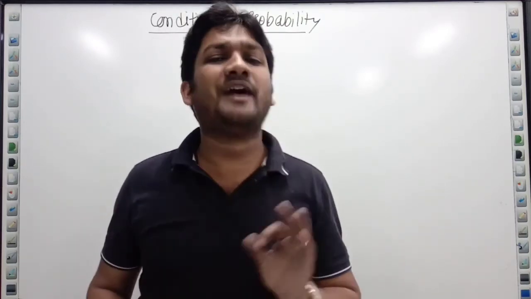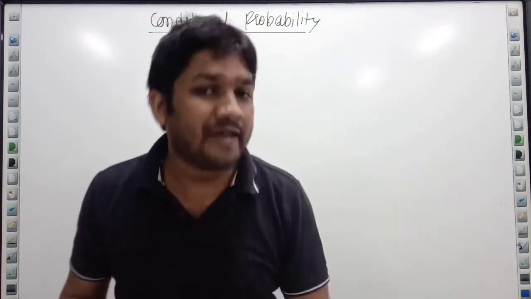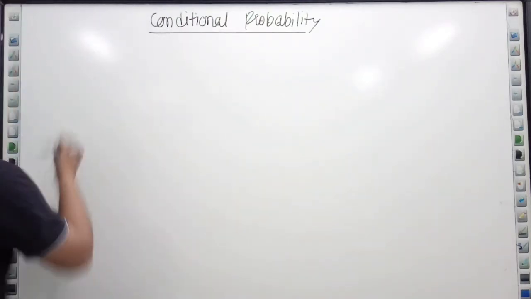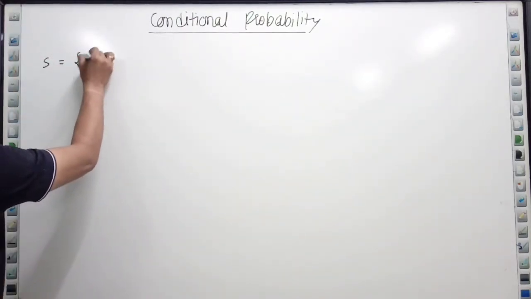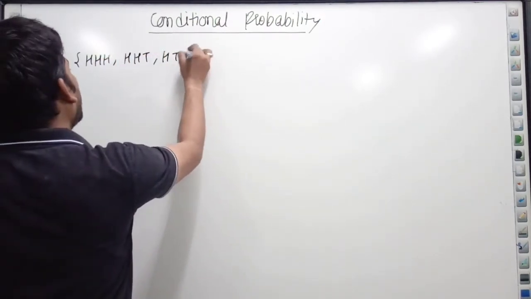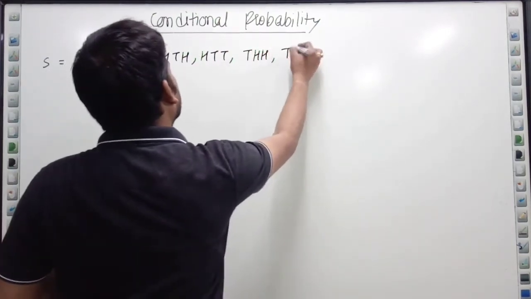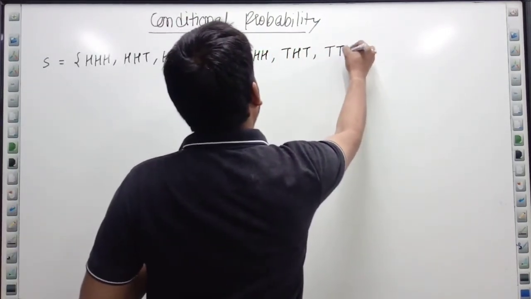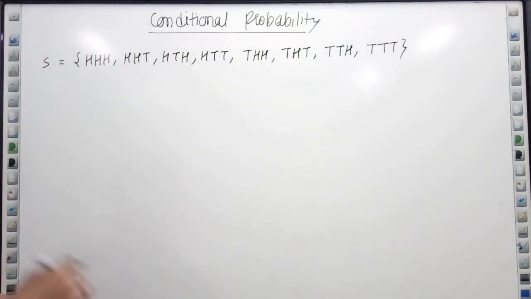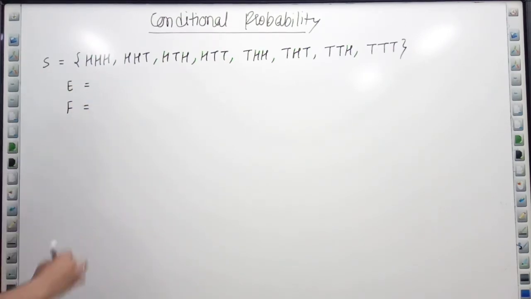Let's take an example of tossing a fair coin 3 times. What will be the sample space of tossing a coin 3 times? We can write HHH, HHT, HTH, HTT, THH, THT, TTH, TTT. Now here, if I take two events, one is E, the other is F.